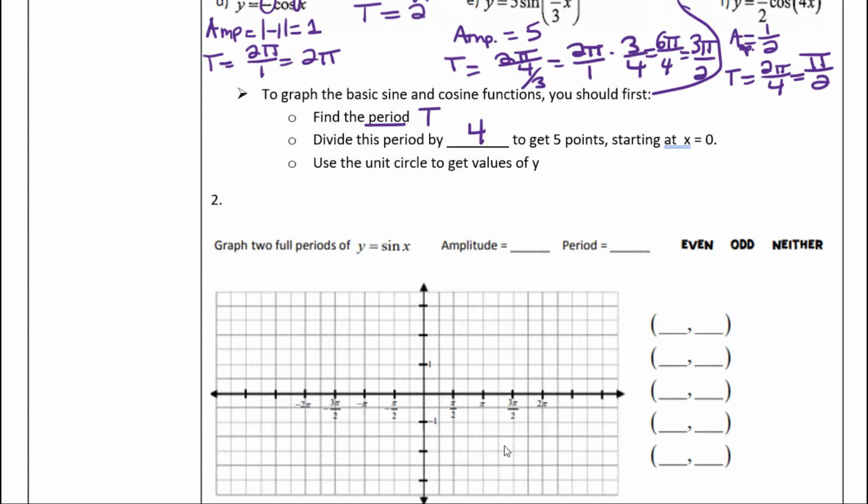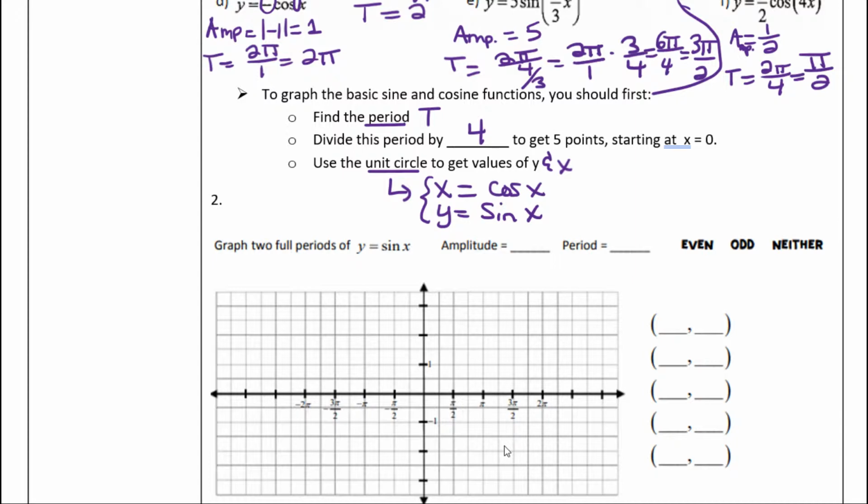Use the unit circle to get values of y. So this is where we use the unit circle right here. Remember that, okay, it says get values of y. This should say get values of sine and cosine. So y and x. On the unit circle, remember that the x coordinate is the cosine and the y coordinate is the sine.